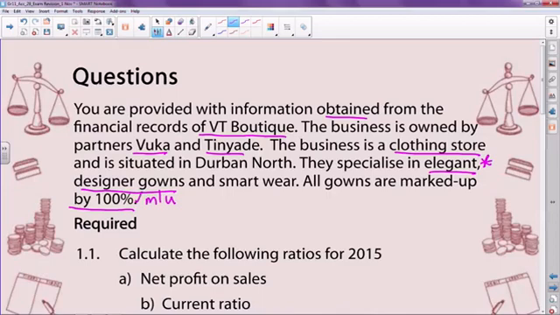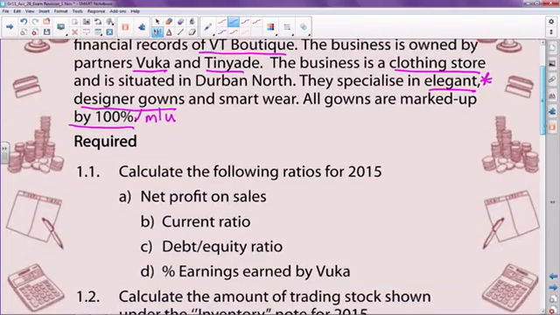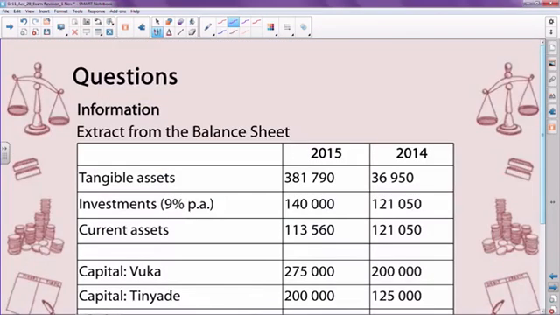Right, all gowns are marked up by 100%. So the markup that the business uses is given to us at 100%. And again, they are giving you this markup for a reason. They expect you later on to probably use this information. So I just want you guys to make a note of that. Okay, we're going to look at the required in a moment. I want to go now straight to the information.